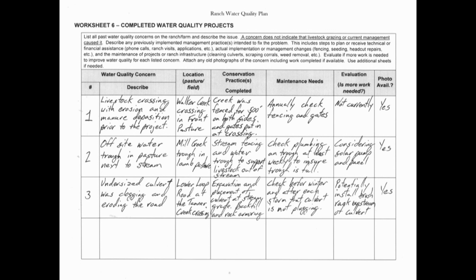Now, using your maps and worksheets 4 and 5, you can go back and document the projects you have completed on worksheet 6. Next steps include completing worksheet 7, your future water quality projects, that help you document water quality management projects you have identified and want to pursue in the future. Worksheets 6 and 7 form the core of the past and future projects' priorities. Combined with your maps, your plan is nearly complete.